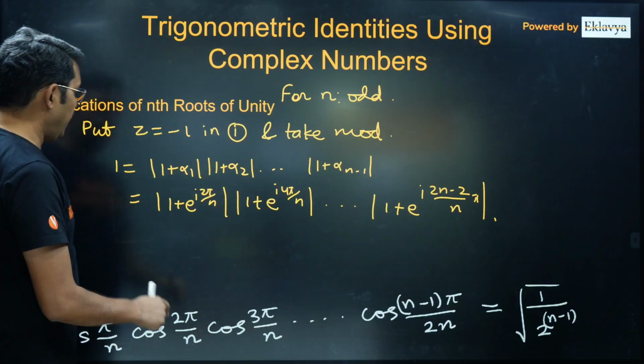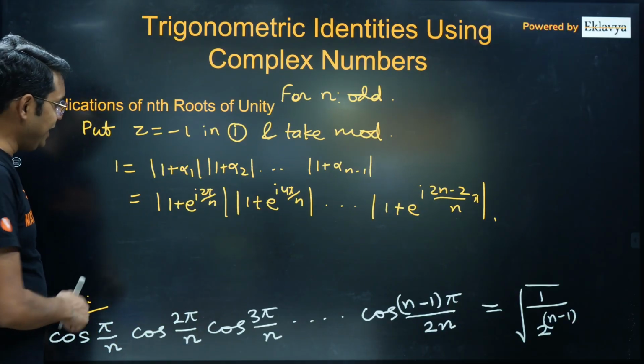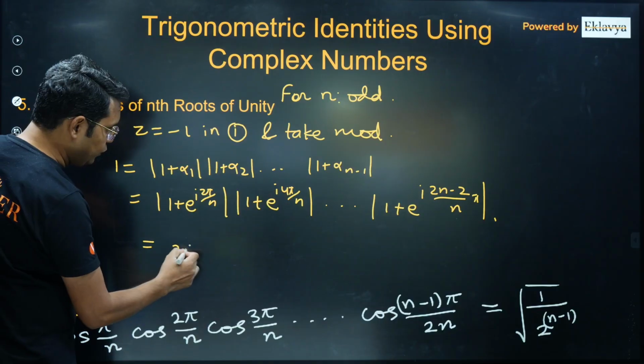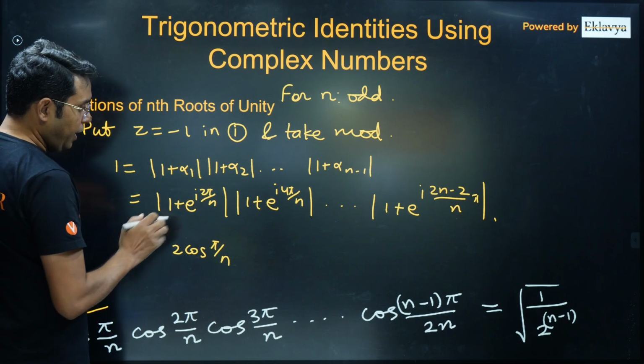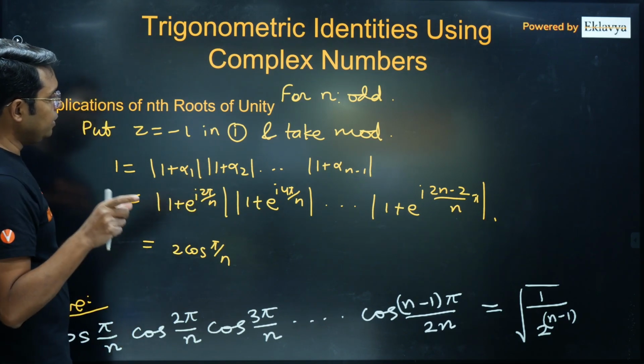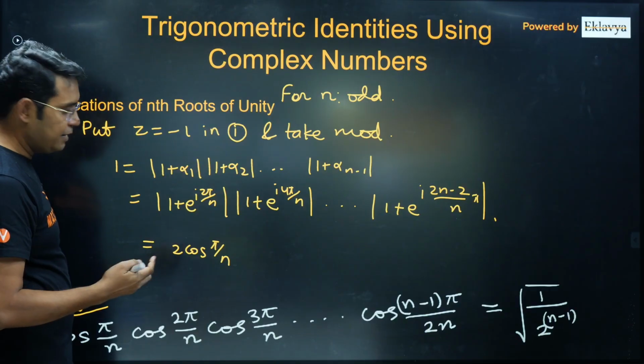Now I have talked about this also already. So the mod of this will be 2 cos pi by n. And these are total how many brackets? I think once again n minus 1 brackets.